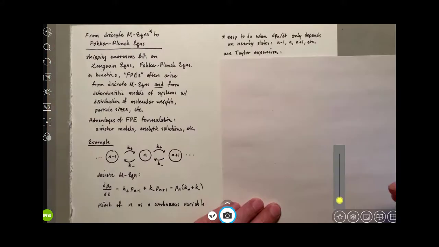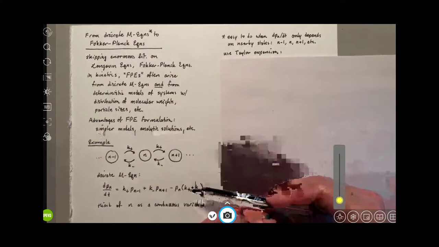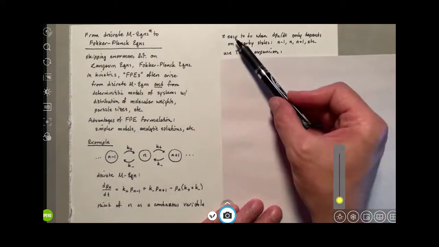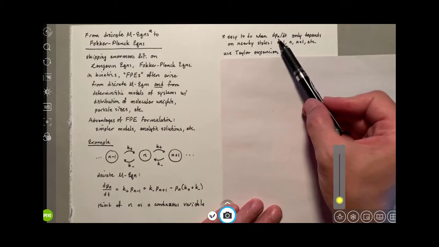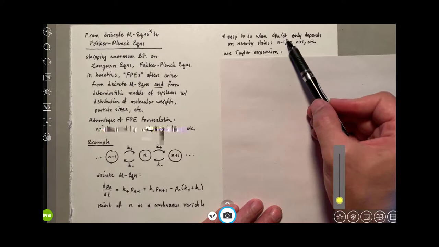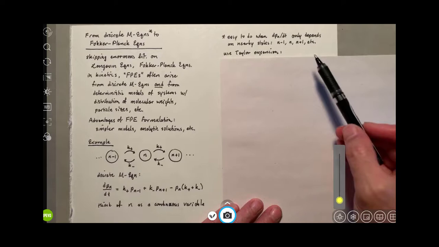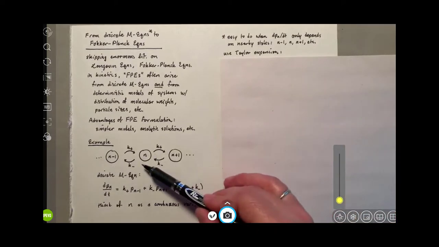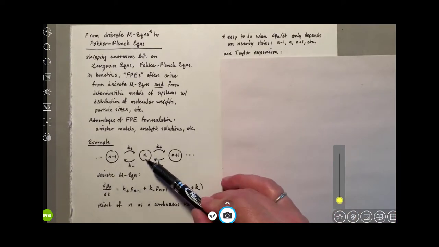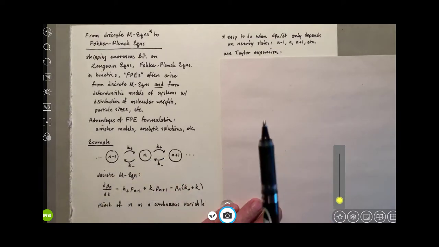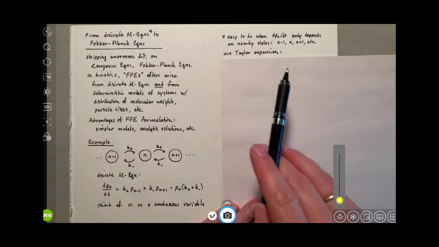Now, in general, converting a master equation into a version with a continuous variable is going to be difficult, but it's quite easy to do in those special cases where the derivative of the probability to be in state n with respect to time only depends on the probability to be in nearby states. And that's exactly the situation that we have here. You see, the transitions are local. You're jumping from a state with index n to a state n plus 1 or n minus 1. And in those cases, then we can do this conversion by using a Taylor expansion.